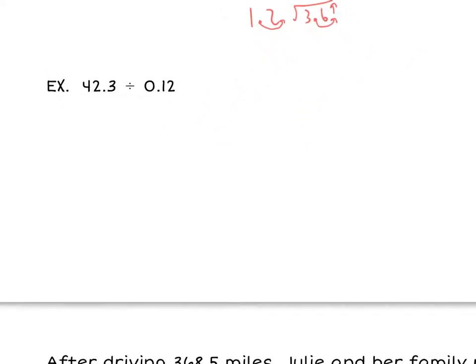of 42.3 divided by 0.12. And you can decide to write the 0 in front or not write the 0 in front. How many jumps do I need to go? 2, right? One jump, 2 jumps. So this one, I'm going to go 1 jump, 2 jumps. What do I do with that empty space? Put a 0 there.